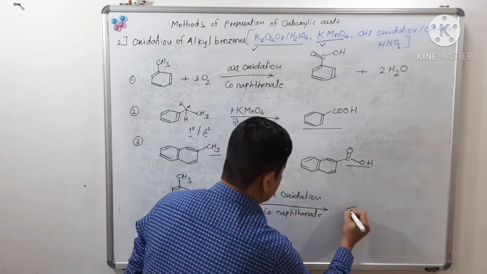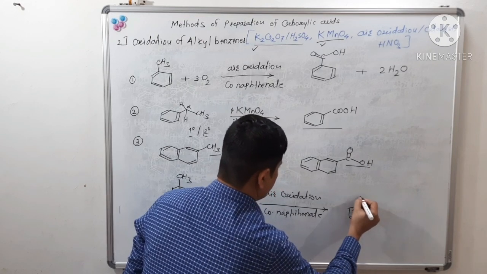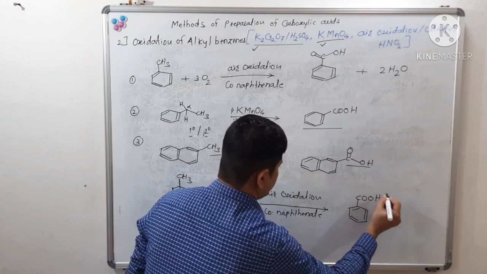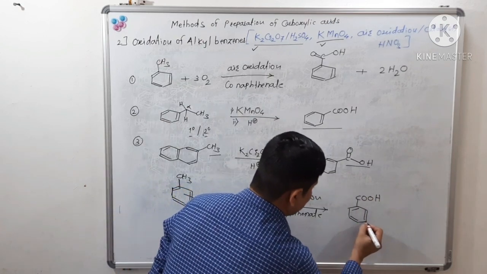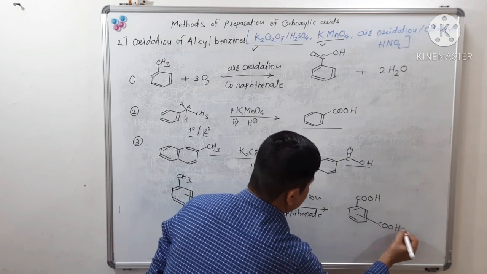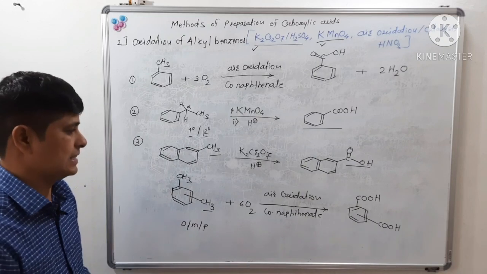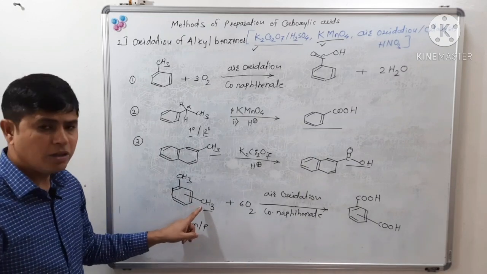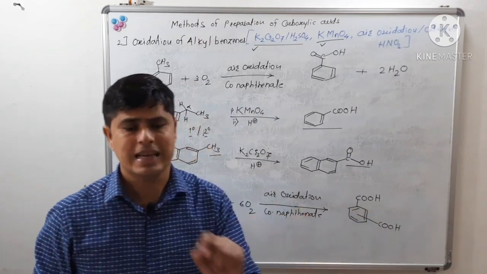So which carboxylic acid will we get here? Suppose if we have taken orthoxylene, then we will get phthalic acid. If we have taken metaxylene, then we will get isophthalic acid. And if we have taken paraxylene, then we will get terephthalic acid. So depending upon the position of this methyl, we can get the corresponding dicarboxylic acid.